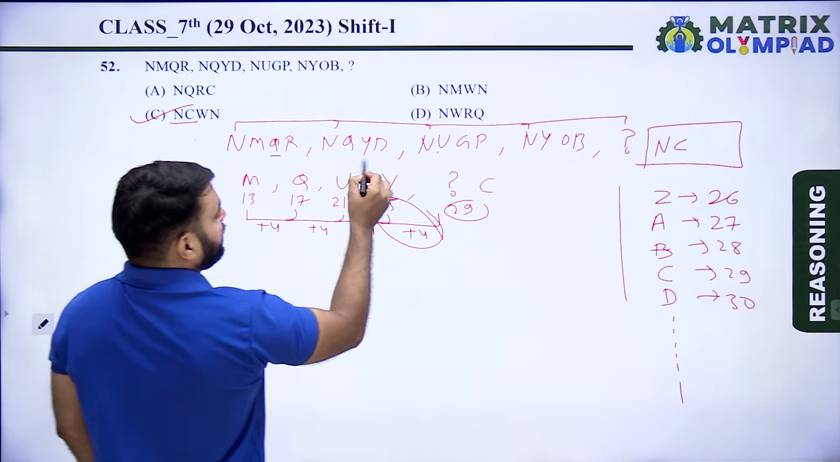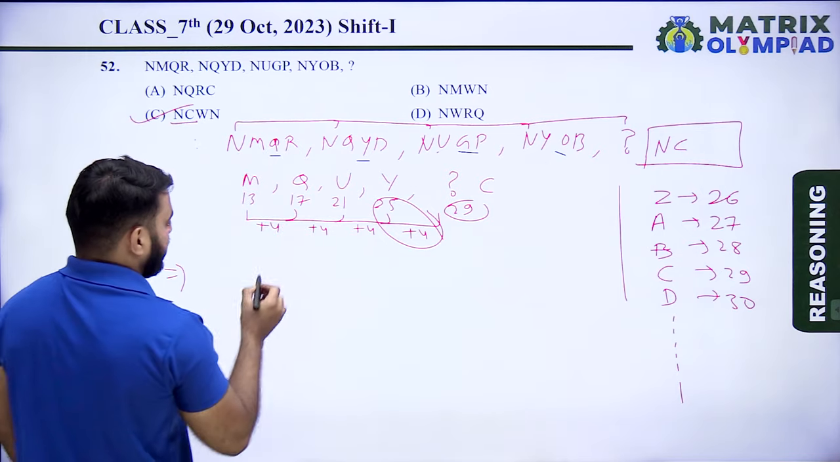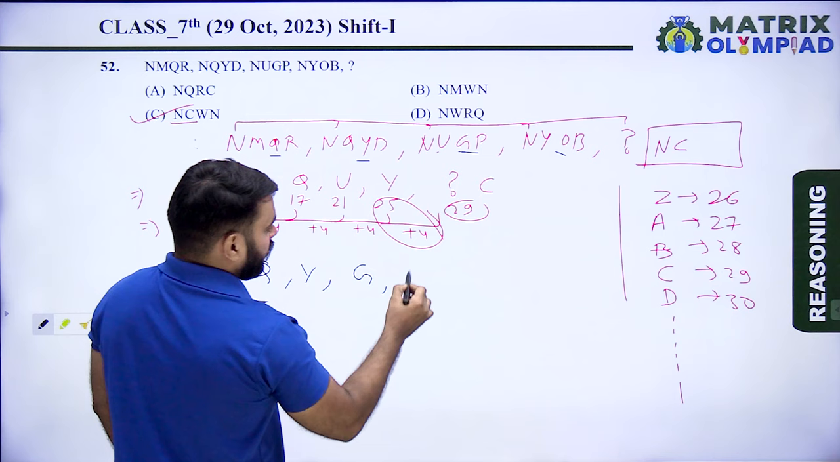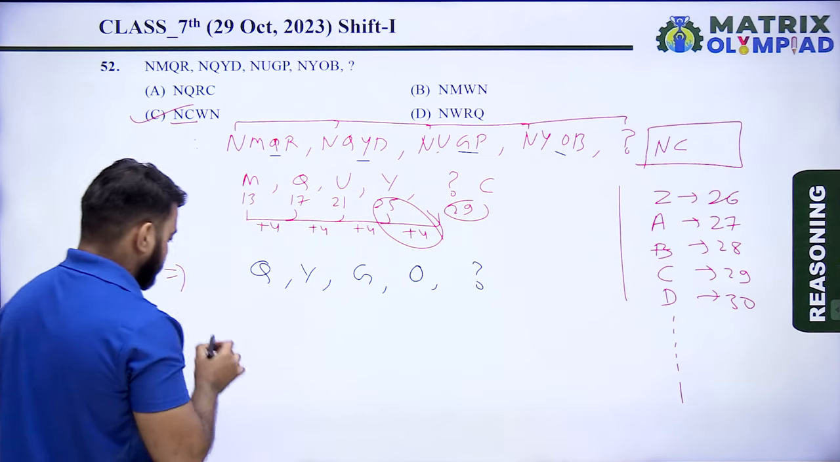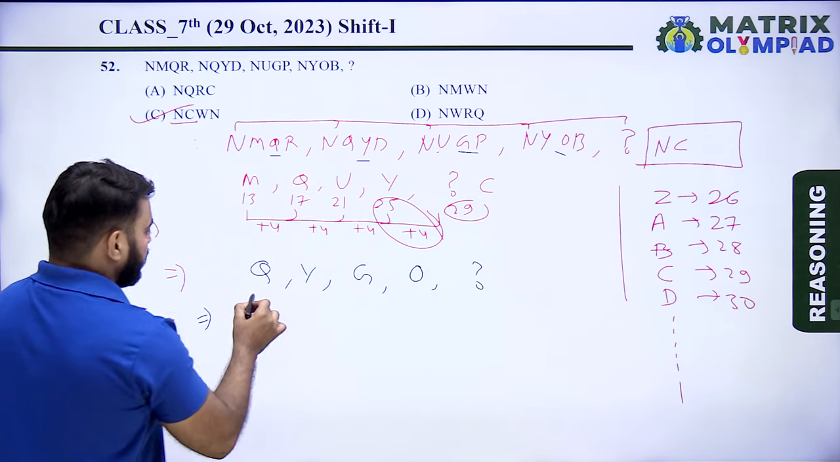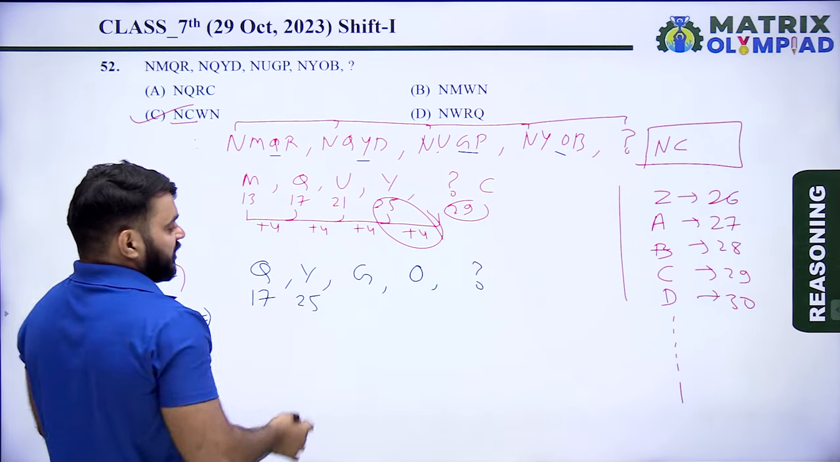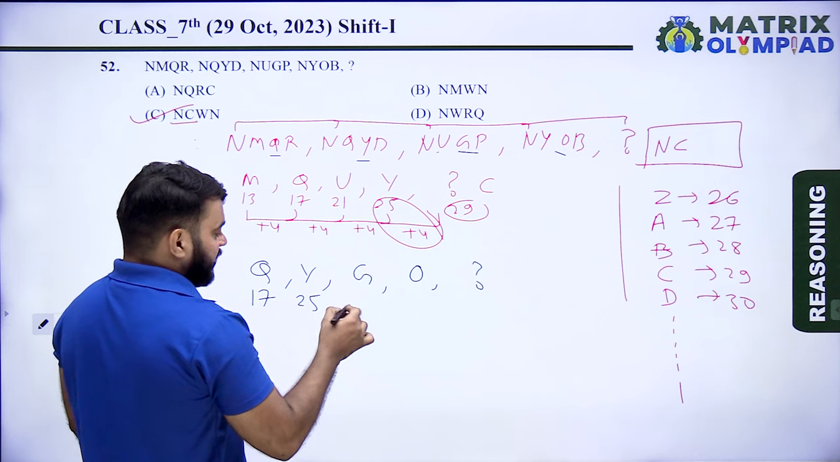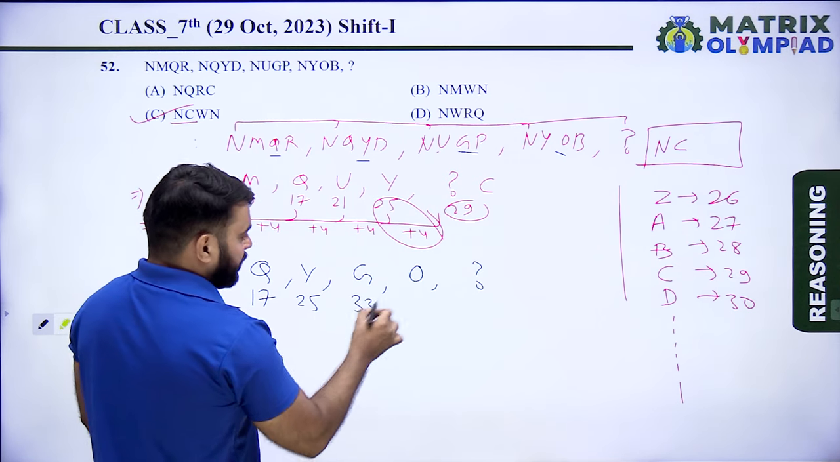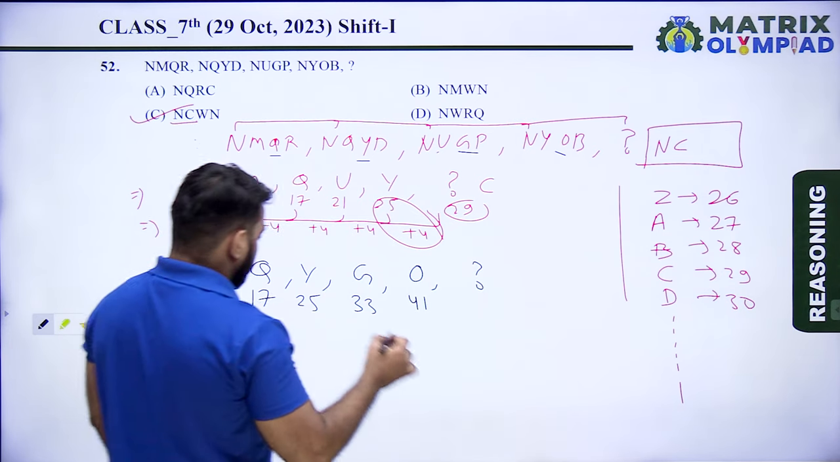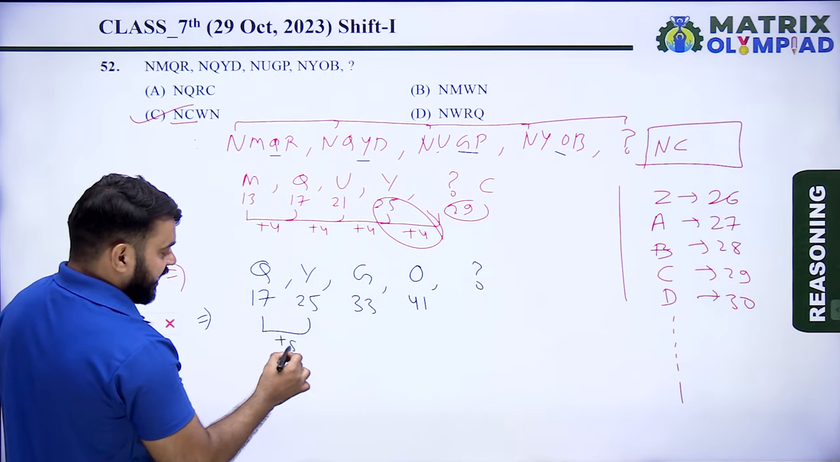Taking the third alphabet of each term. The third alphabets are Q, Y, G, O, and we need to find the next missing alphabet. Q means 17, Y means 25, G means 33 (after 26), and O is 41 (after 26). So the pattern is plus 8.